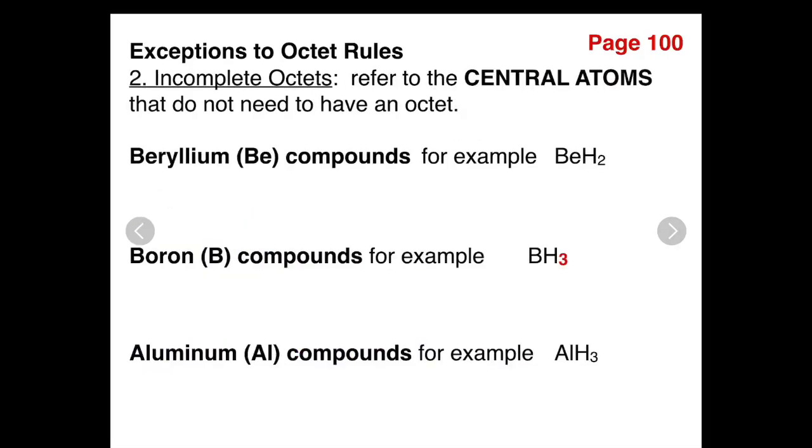The second exception to the octet rule is the incomplete octet. The incomplete octet refers to the central atom. Note that I highlight this, because every time I'm talking about it, it is the central atom that we are focusing on. The central atom does not need to have an octet if the central atom is either beryllium, boron, or aluminum. They don't need to meet an octet.